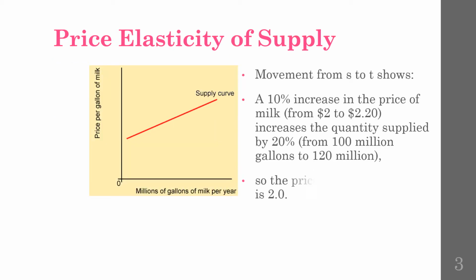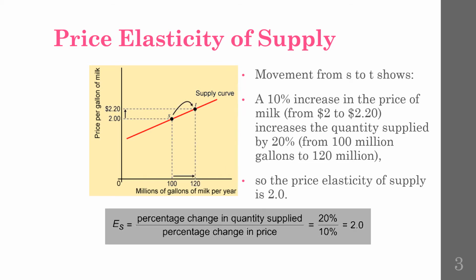The attached diagram shows a supply curve of milk. Movement from S to T indicates a 10% increase in the price of milk increases the quantity supplied by 20%. Therefore, the price elasticity of supply for milk is positive 2.